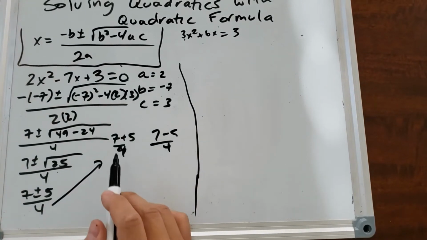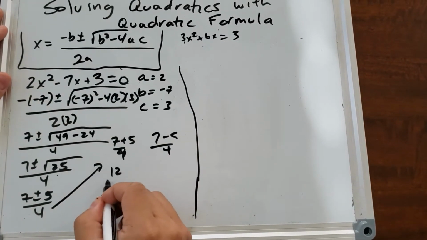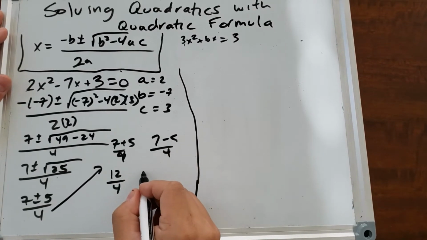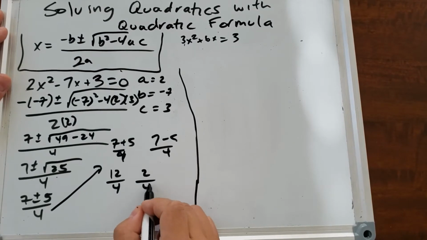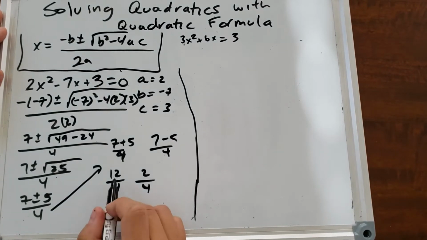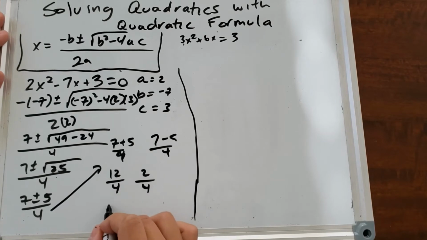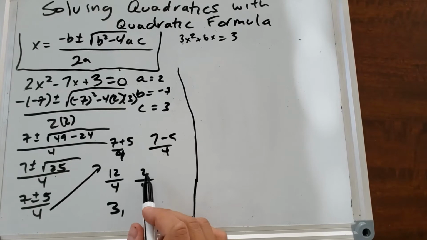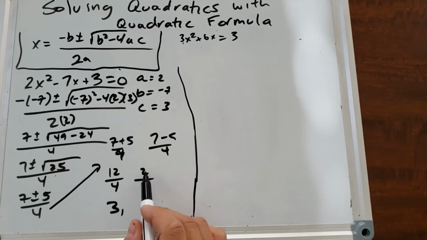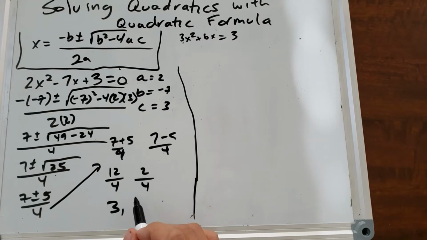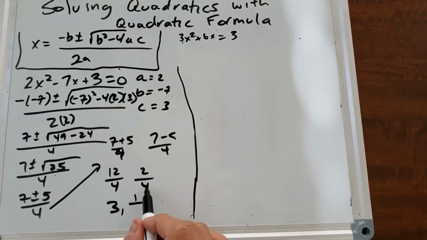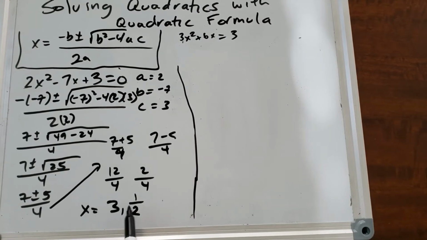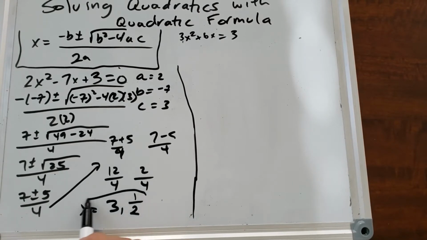And now we're just going to solve this. So 7 plus 5 gives me what? 12 over 4. And this one is 7 minus 5, which gives me 2 over 4. Okay? Now just go ahead and divide these out. 12 divided by 4 gives me 3. Now, 4 doesn't go into 2, but I can simplify this fraction. So what we ask is what number can divide both of these? Well, 2 can divide both. So what's 2 divided by 2? 1 over, what's 4 divided by 2? 2. So my answer for this is x equals 3 and x equals 1/2.